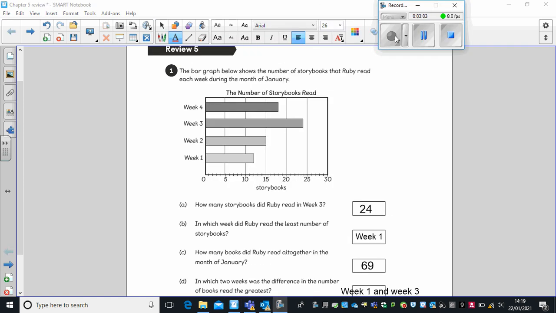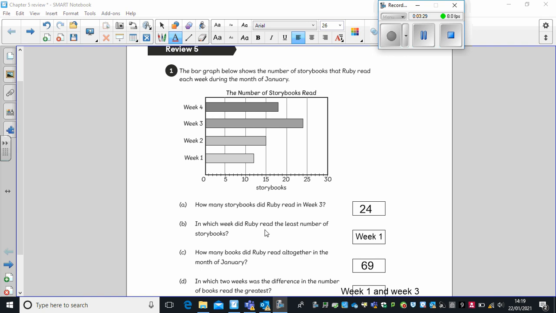Right, so hopefully that wasn't too bad and people have been able to complete these on their own. Remember, it is a review, so you make sure that you do these on your own. Okay, so question 1, how many books did Ruby read in week 3? As we can see, the markings along the bottom where the storybooks are go up in ones. Okay, so on week 3, which is here, Ruby read 24 books.